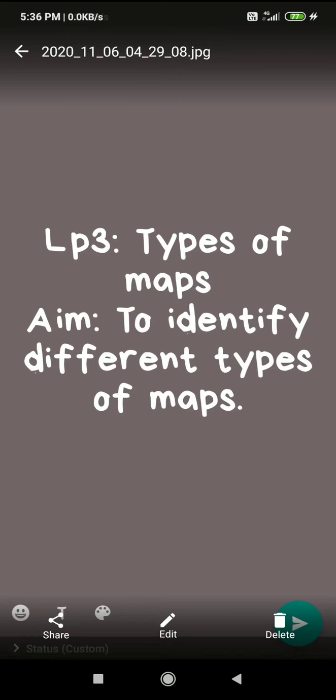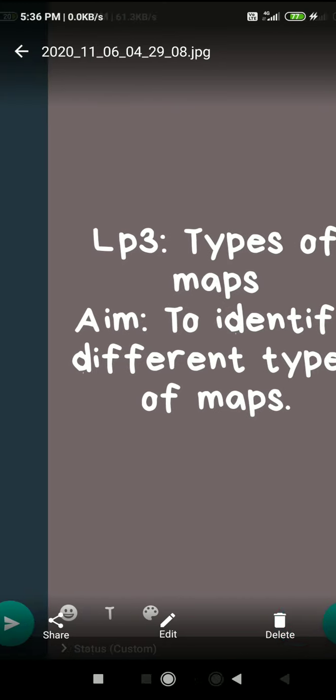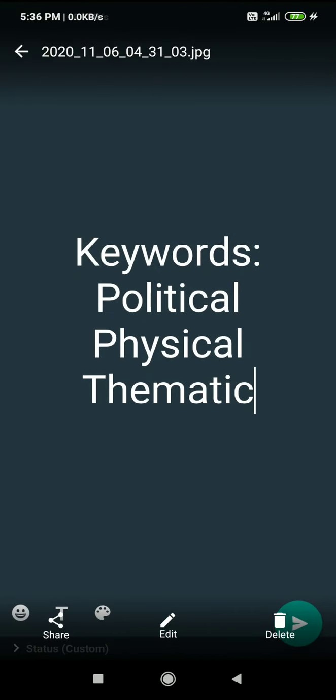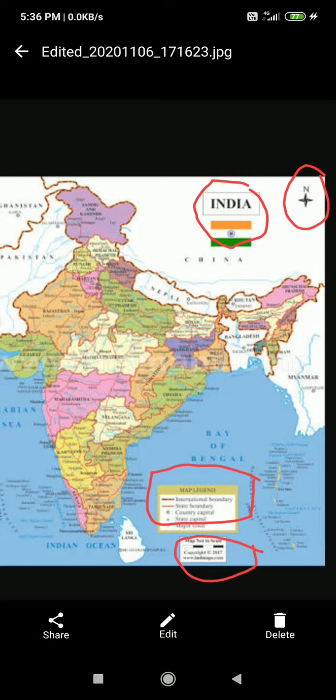So LP3, types of maps. Aim of this LP3 is to identify different types of map. The keywords include political, physical, thematic. So students, in LP1 and LP2 we have discussed the maps. Why do we need a map? We need a map to locate the places, right? So today we will explore our knowledge about the maps. So what are the different types of map we will discuss today.